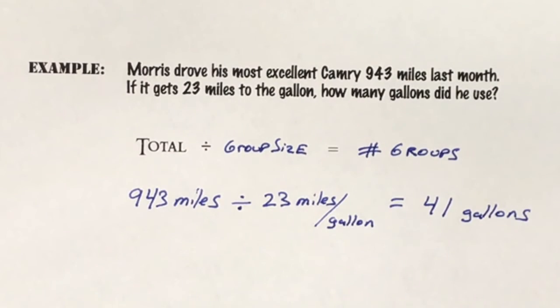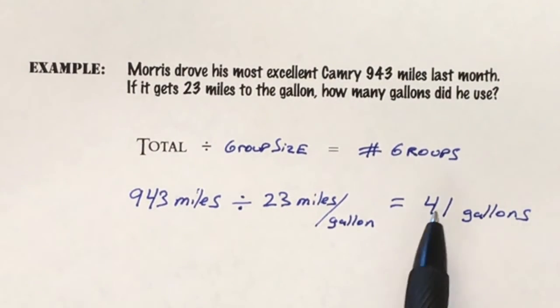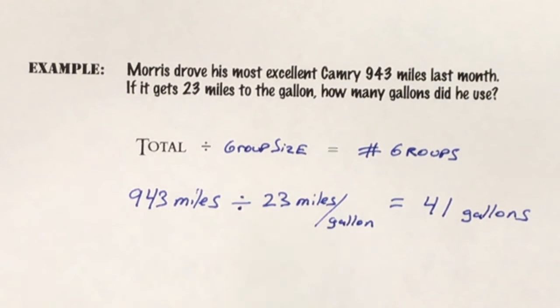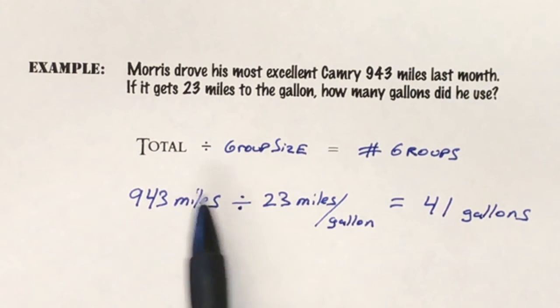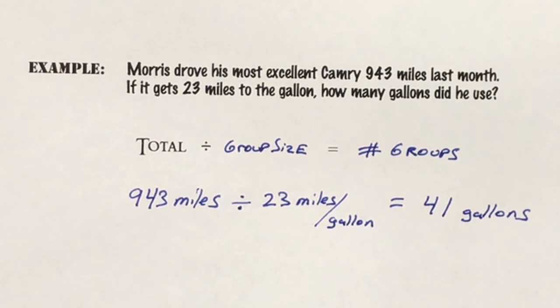And I want you to think about this. If we multiplied 41 times 23, wouldn't that get us back to 943? Remember, number of groups times group size gives you the total, right? Just like if I said 24 divided by 3 gives you 8, and 8 times 3 would give you 24. It's the same idea. You're just working it backwards. Let's take a look at another problem.